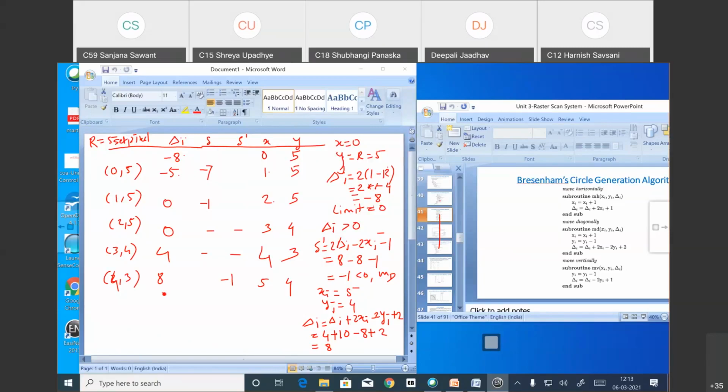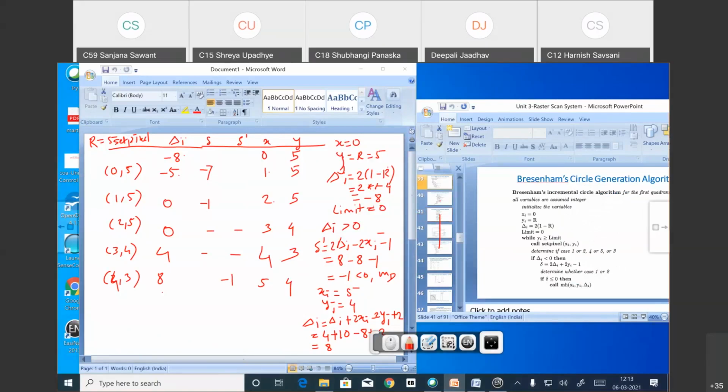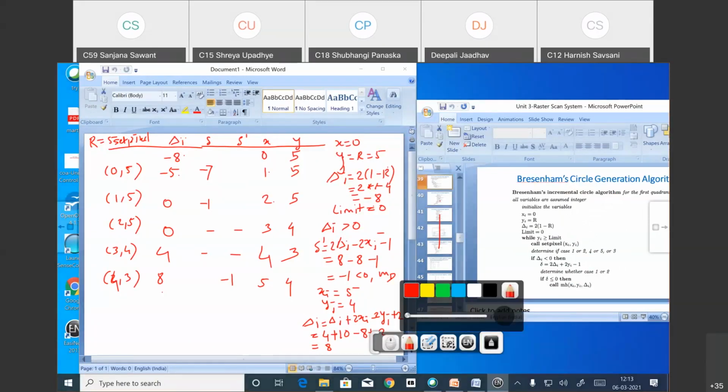Again go for the first slide. Check whether yi is greater than or equal to the limit. Again I made some mistake. Okay, x is increase, y is decrease. Now y is greater than 0. That's why again set pixel 5, 2. And check what is the value of delta.